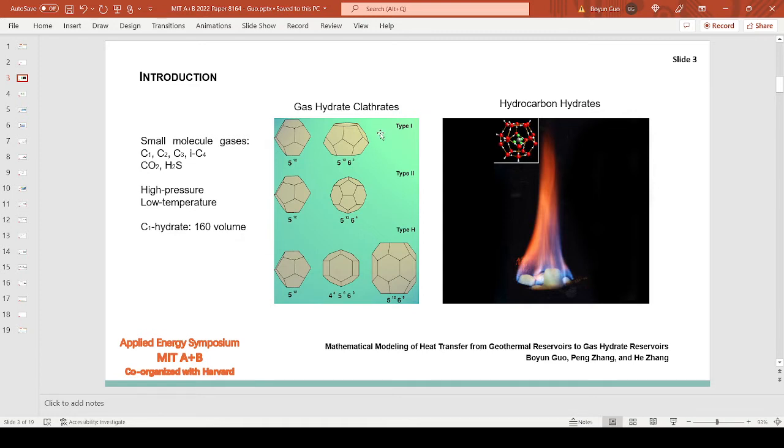There are three types of structures of gas hydrate classically: type 1, type 2, type H. I don't have time to define these structures. Hydrocarbon hydrates are also called combustible ice or burning ice.